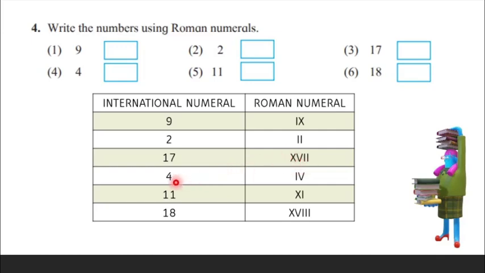Next is 4. How do we write 4 in Roman form? 5 and on the left hand side we write 1 I, that is 5 minus 1, which is 4. Next is 11. What makes 11? 10 plus 1. 10 is what? X and 1 is I. So X and I. Next is 18. 18, how can we write in Roman form? So 10, that is X, V, which is 5 and 3 I's, which makes 18.